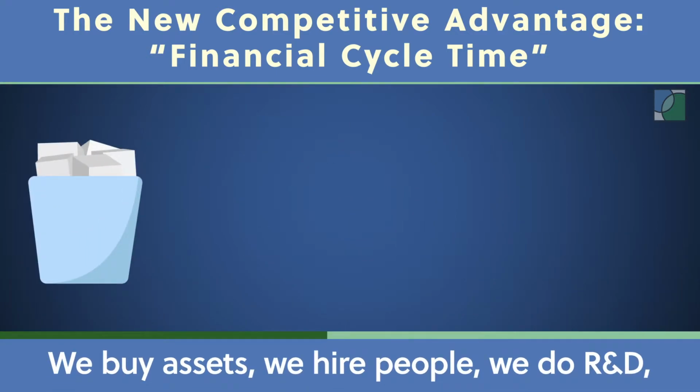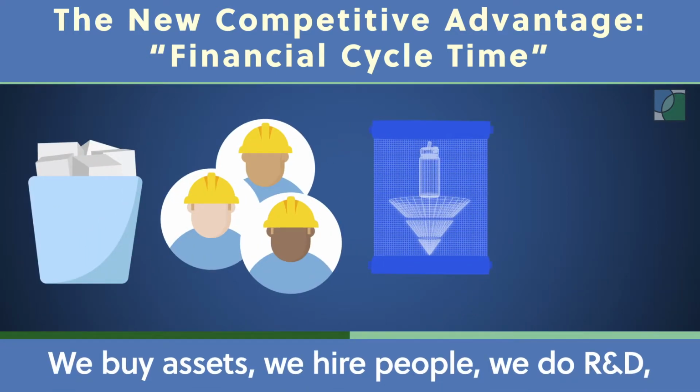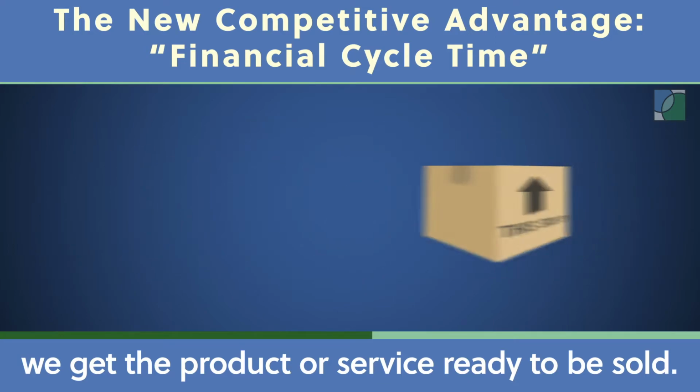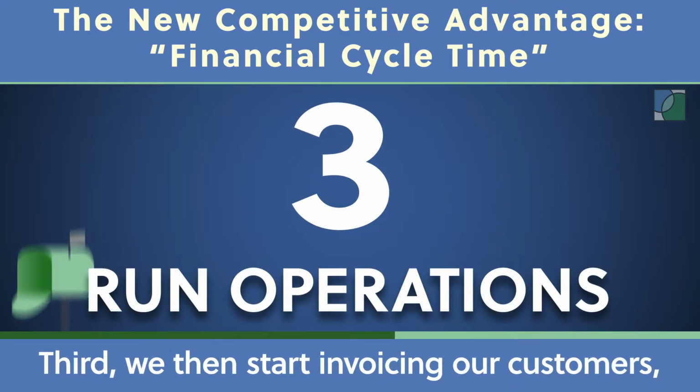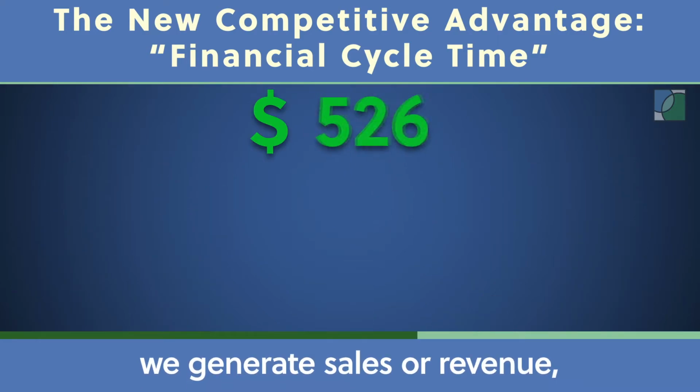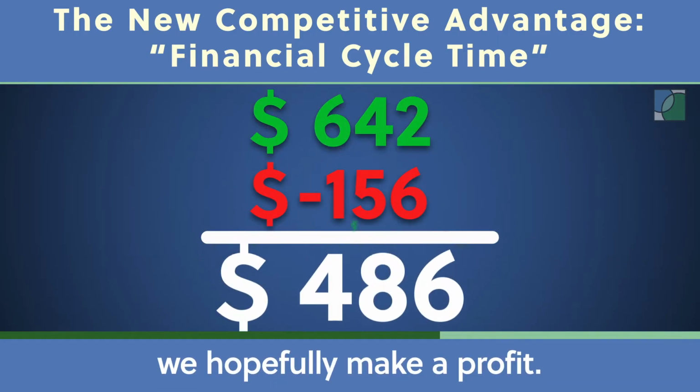We buy assets, we hire people, we do R&D, we get the product or service ready to be sold. Third, we then start invoicing our customers. We generate sales or revenue. We hopefully make a profit.